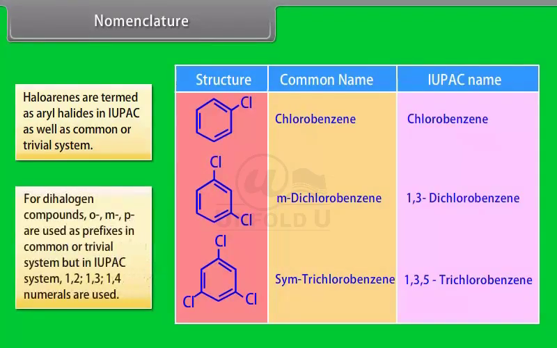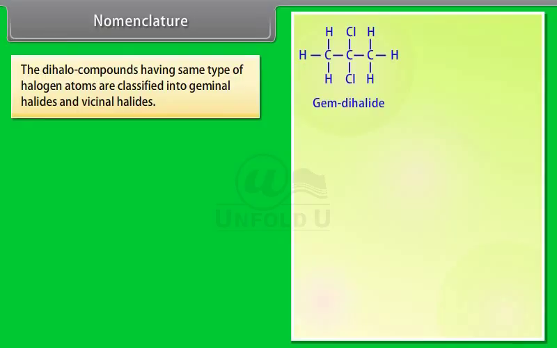For dihalogen compounds, ortho, meta, and para are used as prefixes in common or trivial system, but in IUPAC system, 1,2; 1,3 and 1,4 numerals are used. Nomenclature. The dihalo compounds having the same type of halogen atoms are classified into geminal halides and vicinal halides.